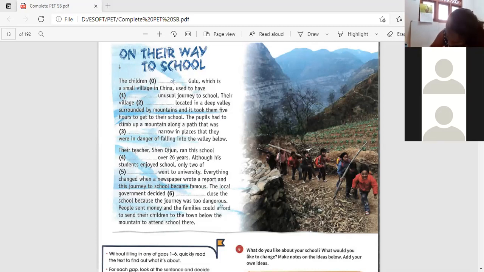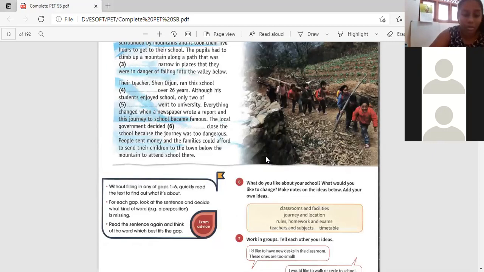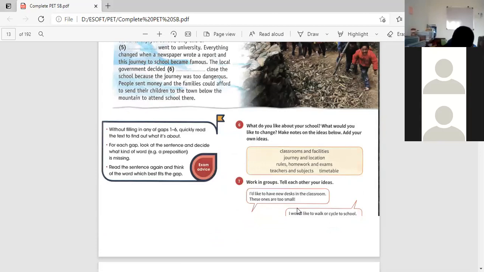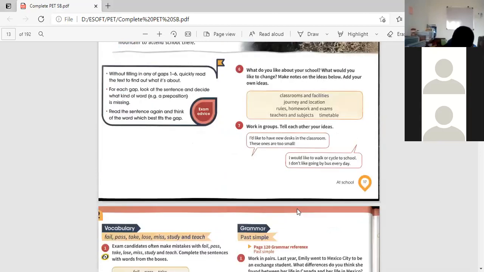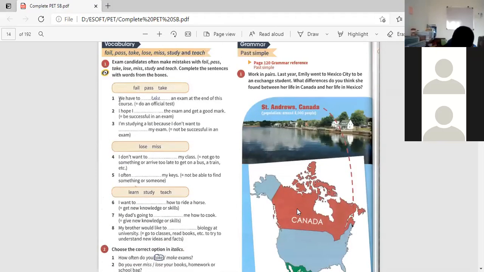So get the practice. You don't have to fill the blanks right away. You can read the text and decide what type of word that you need to put. Okay, now come to the page number 18.